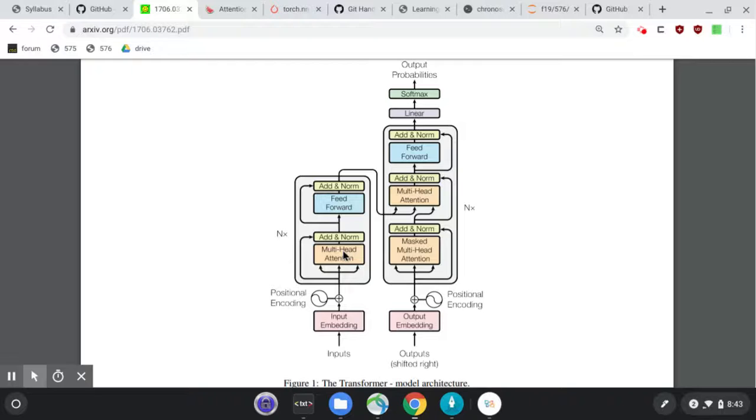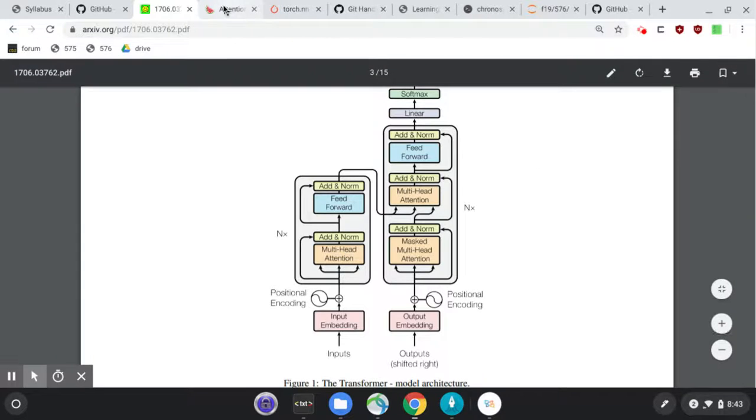So now let's actually understand what attention is. Actually, it's probably good to look at this.